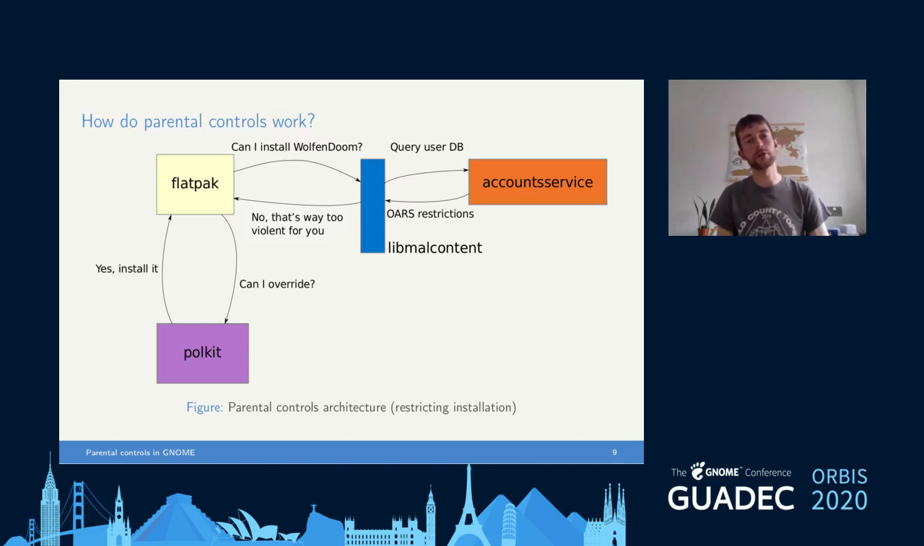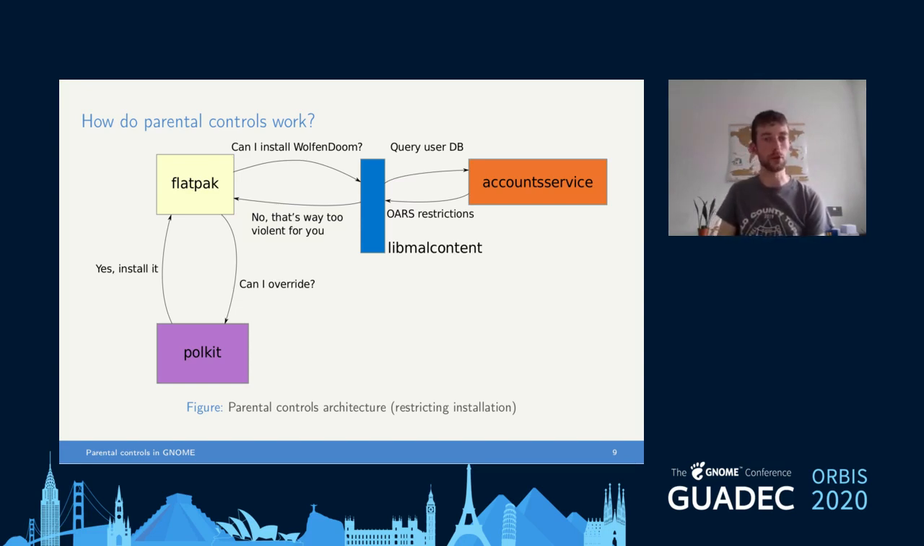So how do parental controls work? This diagram shows an example of how they're implemented in Flatpak to potentially disallow the user from installing an app which is not age appropriate for them. So say the user wants to install Wolfen Doom, which is a violent game.